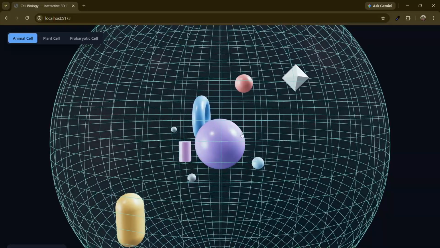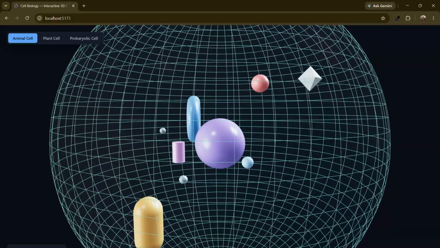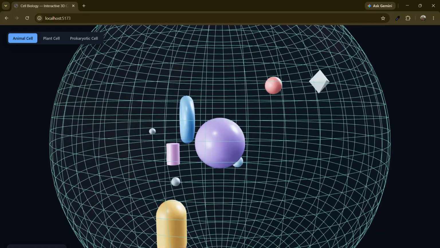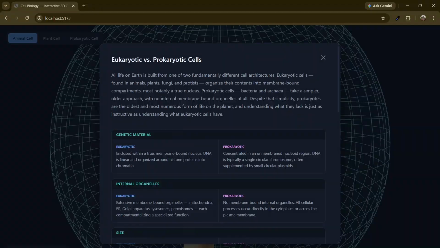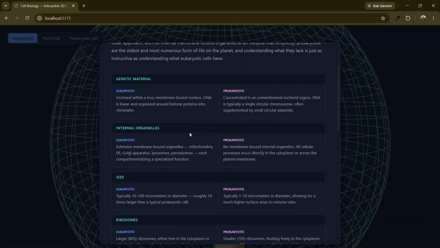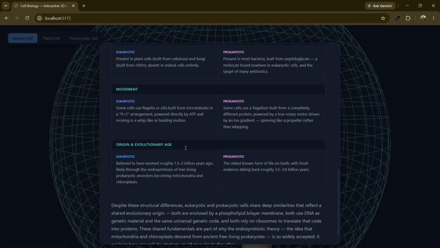I could talk a little bit more, but let's go ahead and take a look at this. What do we got here? So at the very bottom, I integrated kind of a quick guide on the difference between eukaryotic and prokaryotic. Now I'm not going to read all of this. This took a while to type out. So here's all this. I had a lot of fun with this.